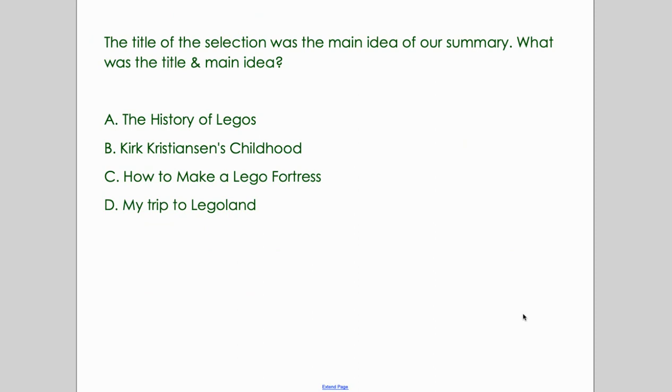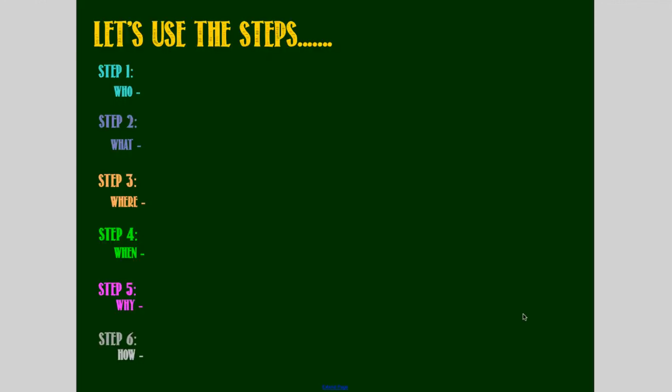The title of the original selection was our main idea of our summary. What was the title and main idea? Was it A, the history of Legos, B, Kirk Christensen's childhood, C, how to make a Lego fortress, or D, my trip to Legoland? All right, so we're going to use our steps 1 through 6.